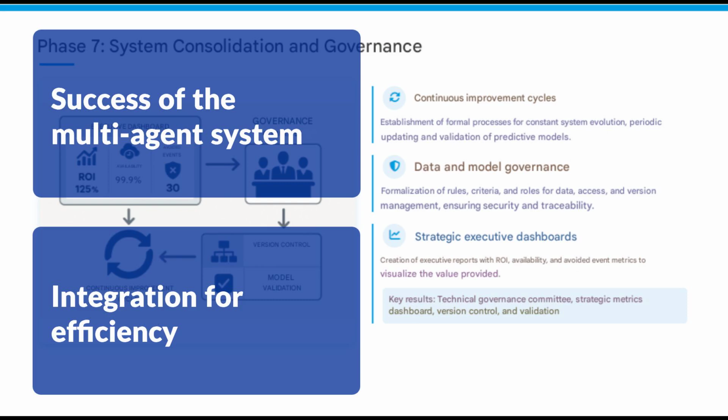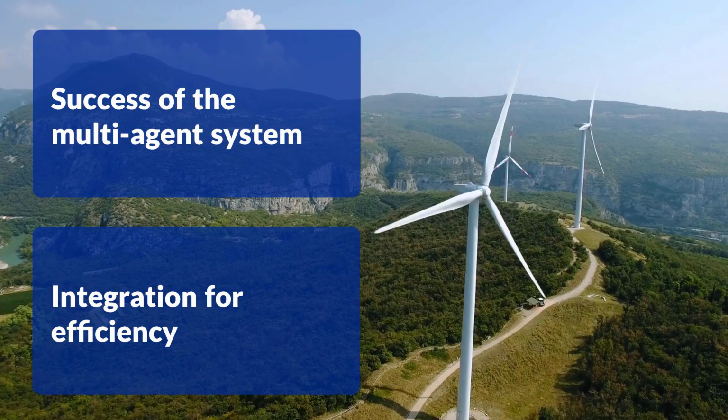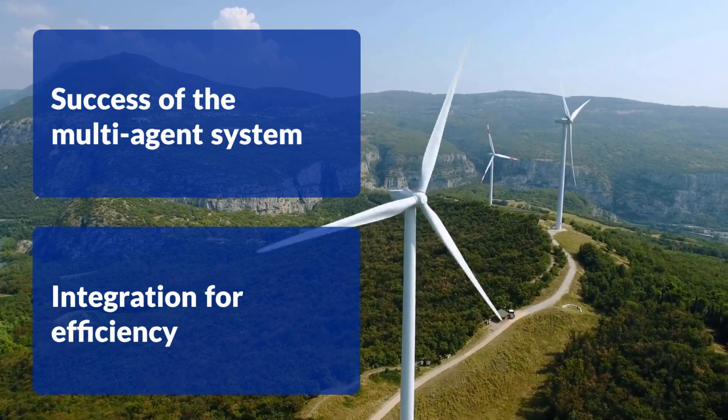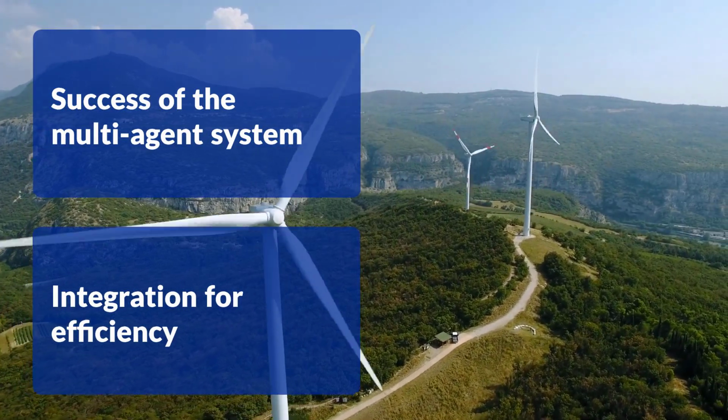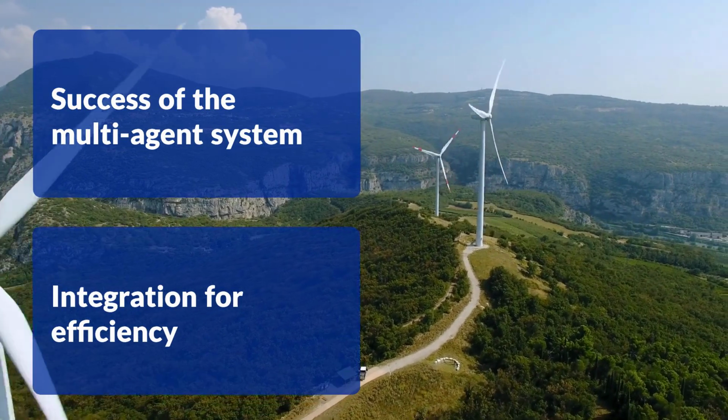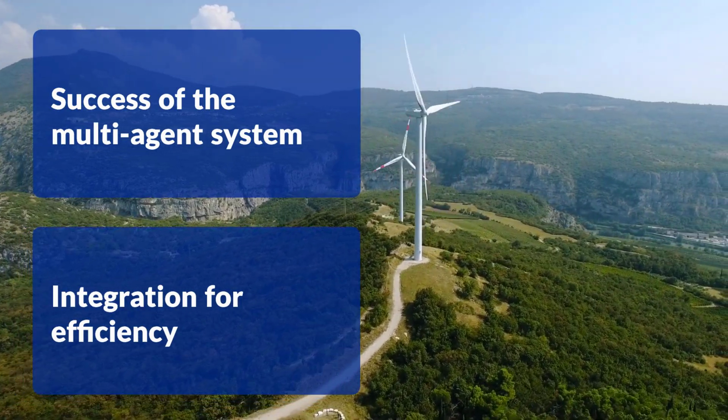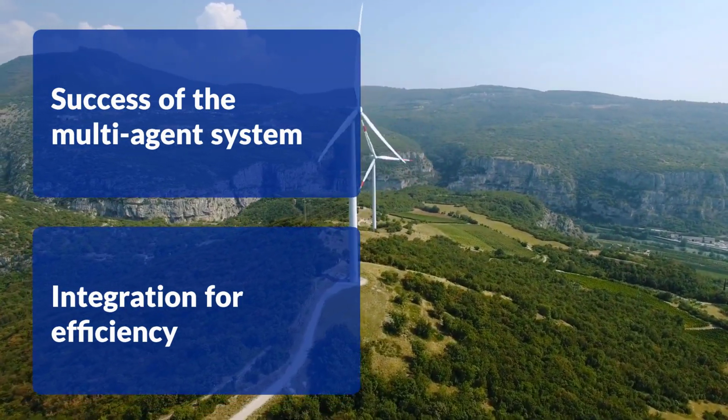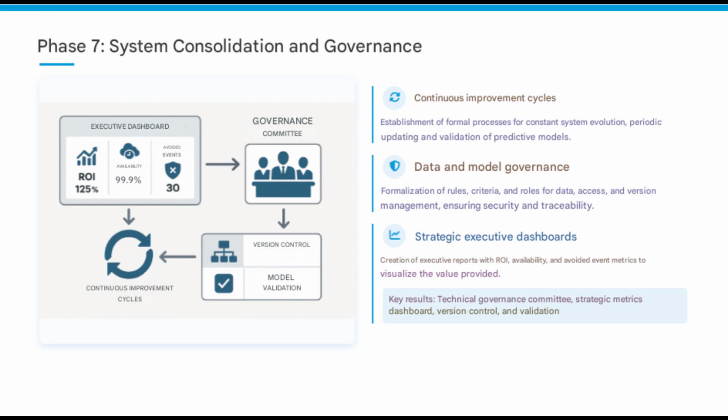In this video, we've outlined the 7 critical phases for the successful implementation of a multi-agent system in a wind farm. The key is to understand that a successful pilot is the foundation for building trust and demonstrating the true value of artificial intelligence. Proper integration ensures operational efficiency and maximizes benefits. A useful and well-implemented AI system quickly becomes an indispensable tool for wind farm management. Multi-agent architecture is a living system designed to evolve and adapt to the changing needs of the operating environment.